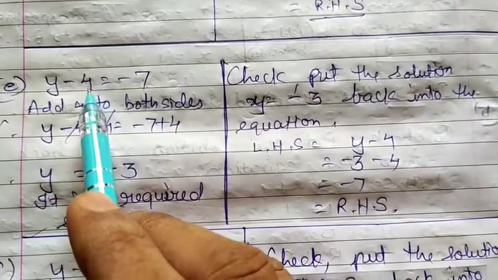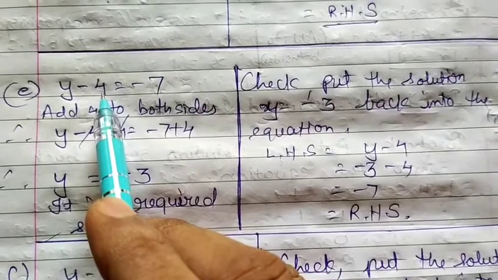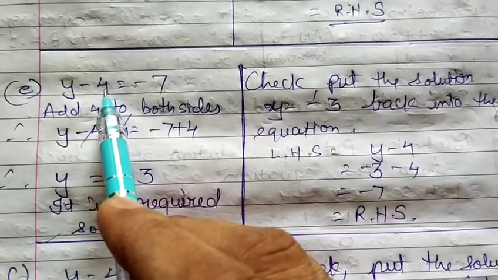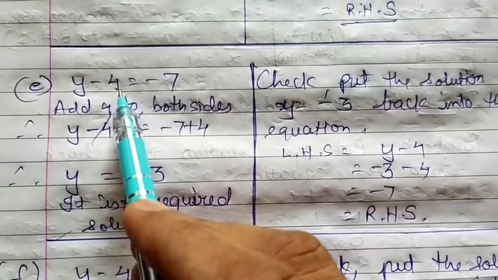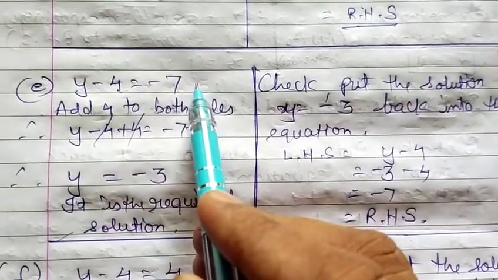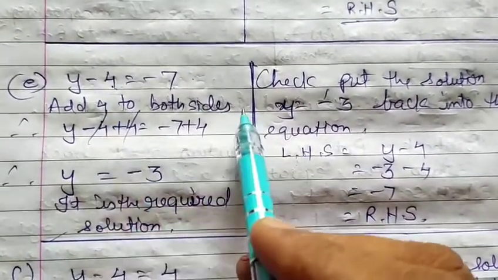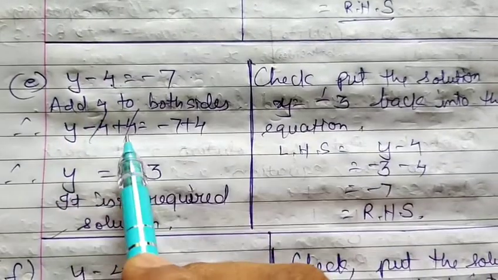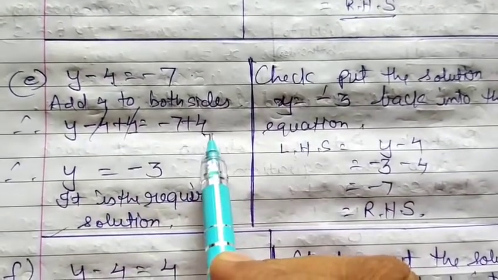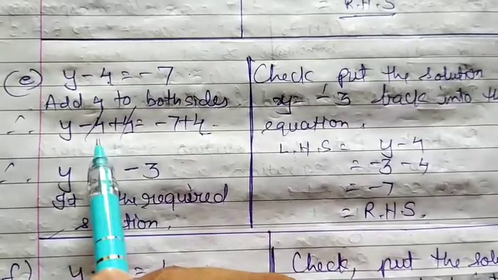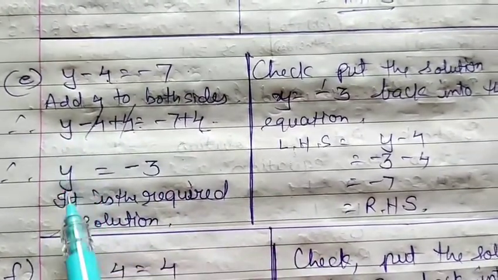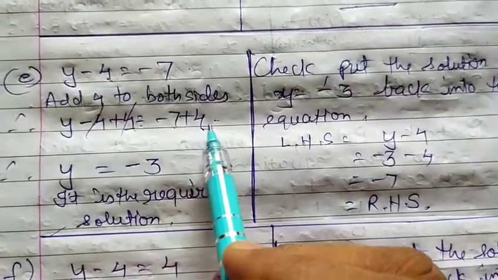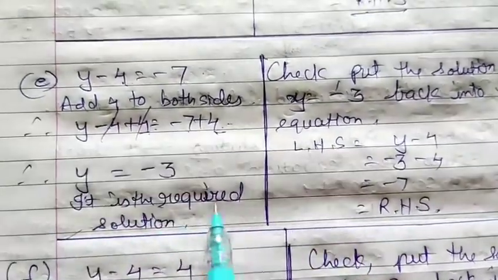Now the next one is y minus 4 equals minus 7. Now to get rid of it, means I have to eliminate this value. Here negative 4 is there, so I have to add positive 4. Now to add positive 4 toward my left hand side, the same value I have to take toward my right hand side. So adding 4 to both the sides, see here, positive 4 and positive 4, both the sides you have to add, but after adding, negative 4 and positive 4 will get cancelled. So that means the value of y equals minus 7 plus 4 gives minus 3. It is the required solution.